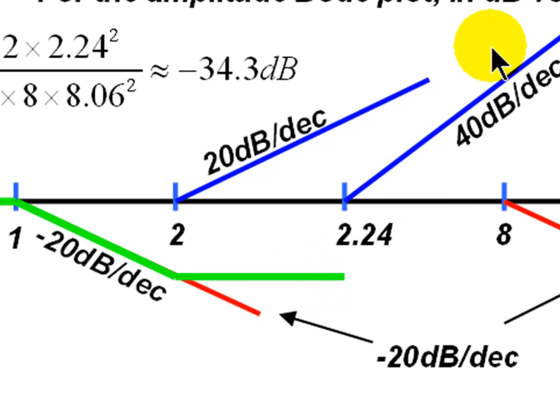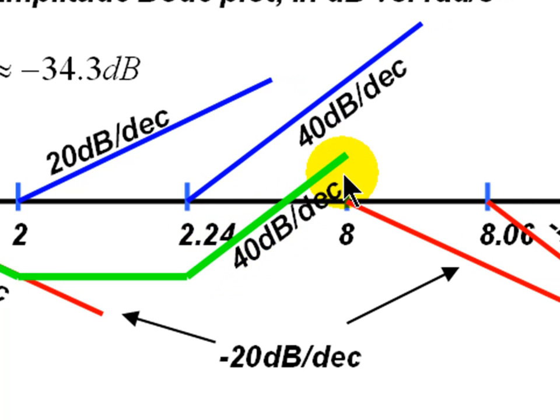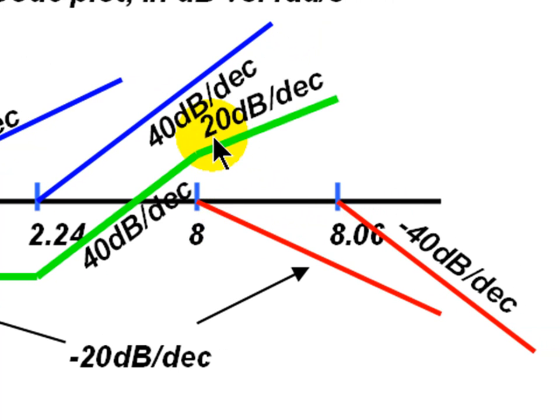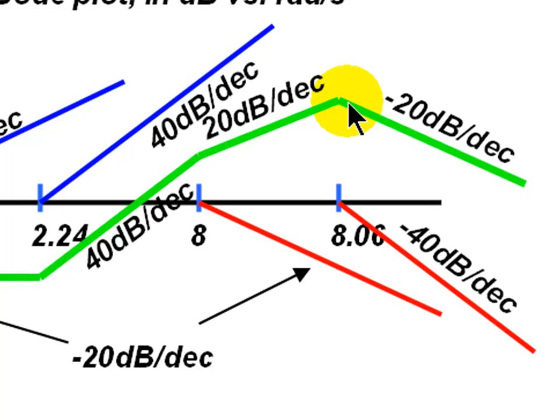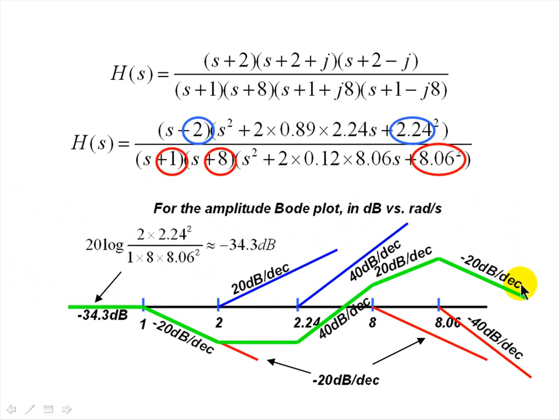There it takes off at a rate of plus 40 decibels per decade up to the knee at 8, which subdues the ascent down to only positive 20 decibels per decade. We continue until 8.06, where the negative slope contribution forces the total curve to turn downwards with negative 20 decibels per decade. And that is the amplitude Bode plot of our transfer function.